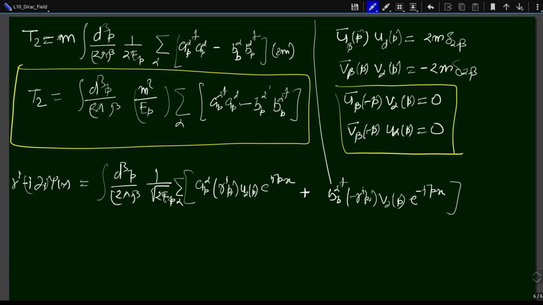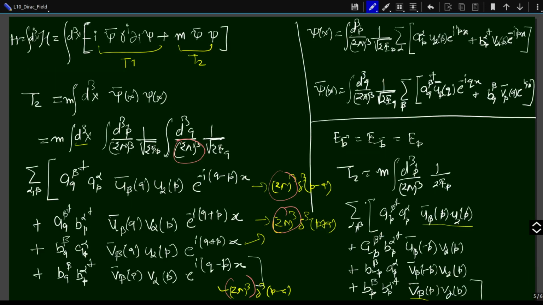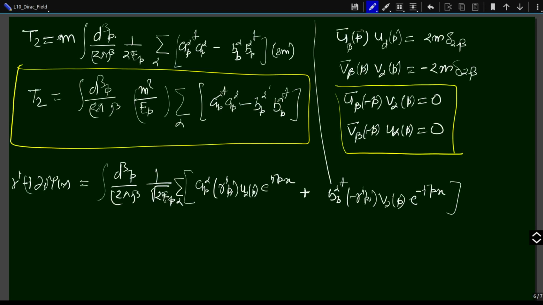Now, this is one term in the Hamiltonian, part of one term, so I just have minus i times gamma^i ∂_i psi, which I wrote, and that has to be multiplied by psi bar. So my T1 is the integral d^3x psi bar of x, which has to be multiplying minus i gamma^i ∂_i psi of x. This is what I have to multiply. So the second term is written over here, and the first term is written in the previous slide.